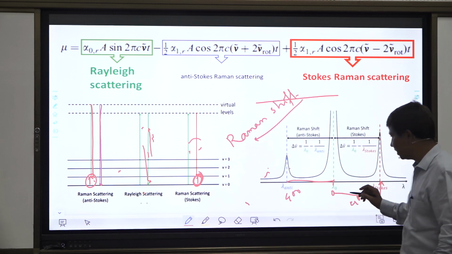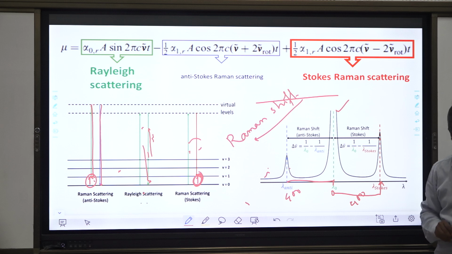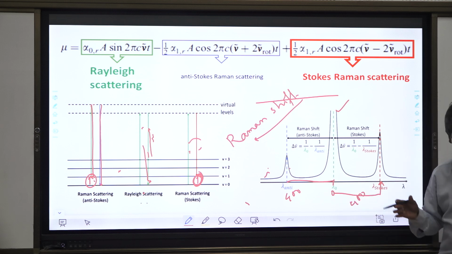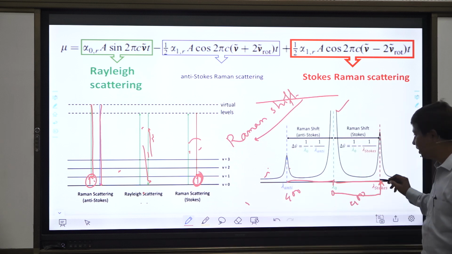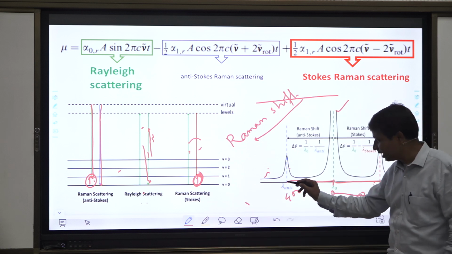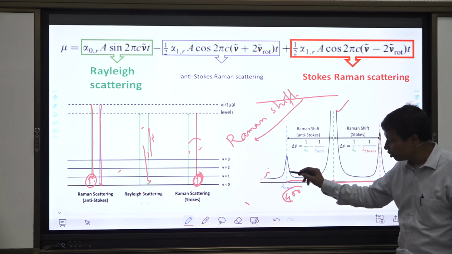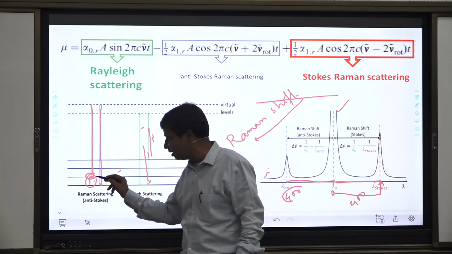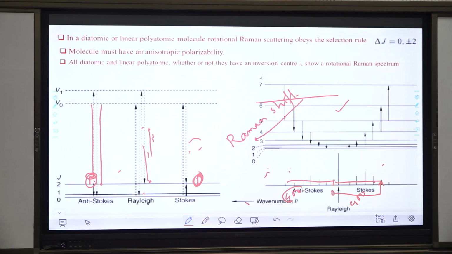So that means in the Raman spectrum, you will have Rayleigh scattering, which is not necessary for us and has to be eliminated by some filter. And then you get a strong band because of the Stokes transition. And then on the negative side, you get the anti-Stokes band. The intensity of the anti-Stokes band will be much less than the Stokes one, because the population of this energy level will be much less than this energy level.